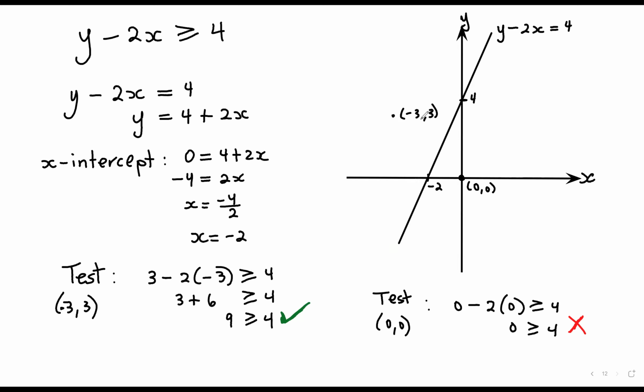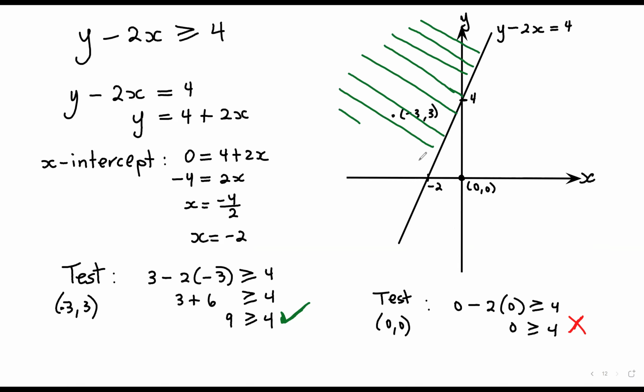So I will shade the region that that point is included in. That's this region, and this region is the part of the graph that satisfies the inequality y minus 2x is greater than or equal to 4. Right, guys? So we're going to stop here for today.